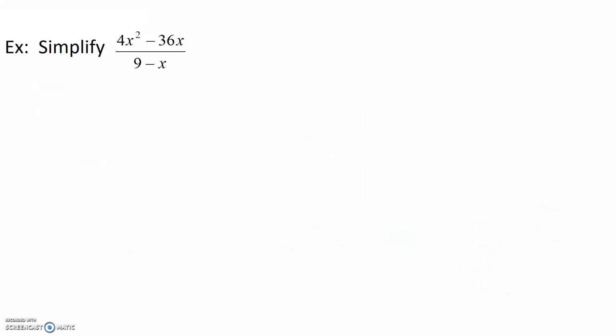Okay, let's do one more example. Let's simplify 4x squared minus 36x over 9 minus x. For 4x squared minus 36x, the greatest common factor between 4 and 36 is 4. Between x squared and x, it is x. If we divide 4x squared by 4x, we're left with x. Negative 36x divided by 4x, we're left with a negative 9.